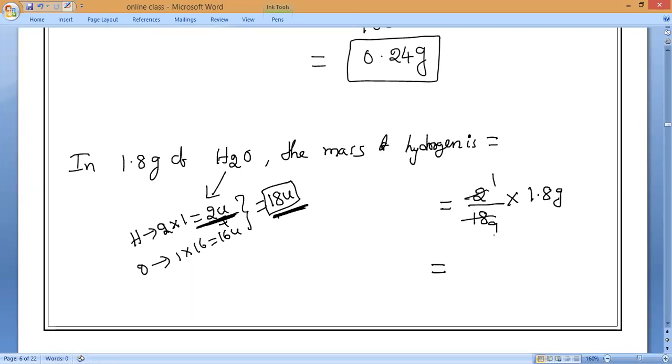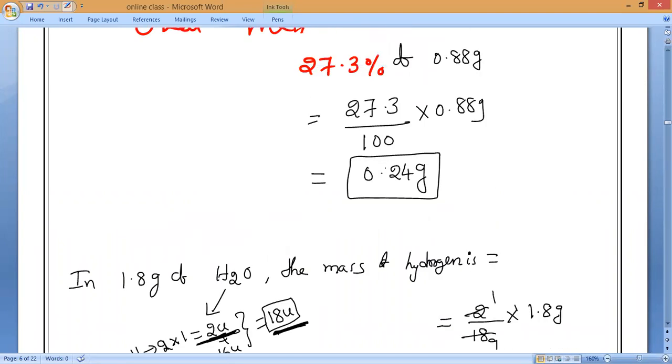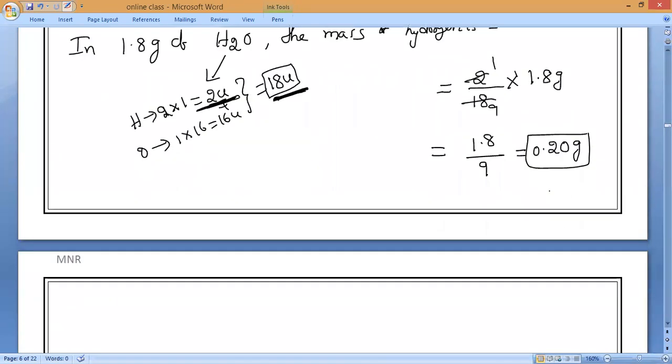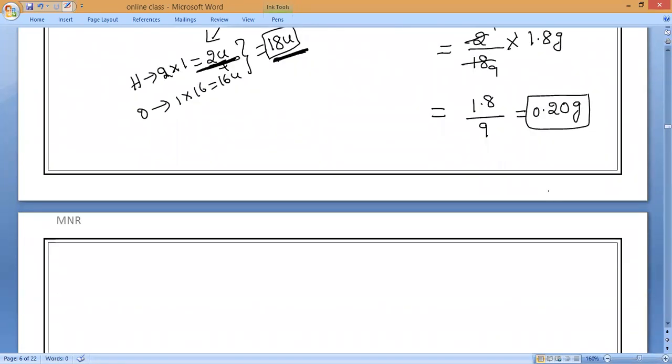2 ones are 2, so 0.2 by 1.8 divided by 9. If you solve this one, we will get 0.20 grams. So do it, everyone. Now find the total mass of carbon and hydrogen in this reaction. 0.24 plus 0.20, which equals what? You can get the reactant side. How much is it?